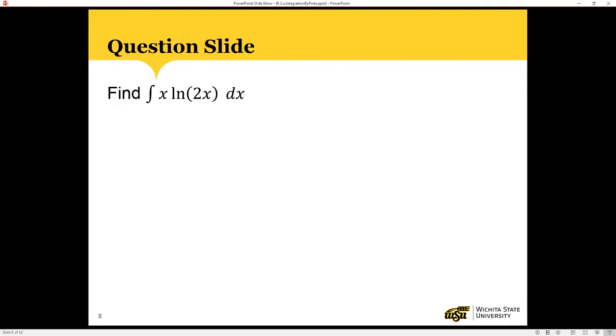Now I'd like you to complete a similar problem. Integrate x times the natural log of the quantity 2 times x dx.